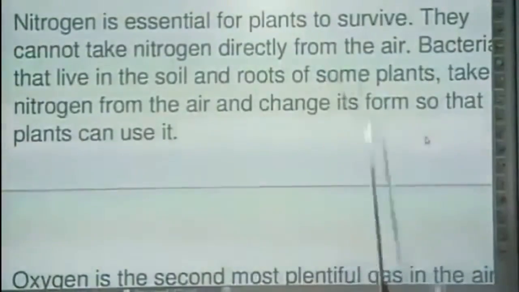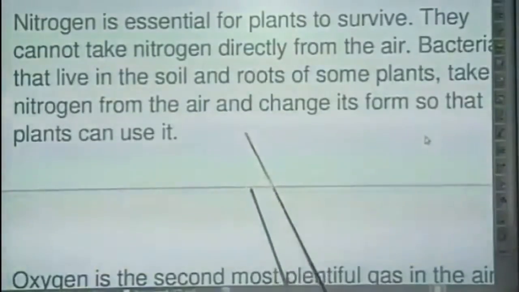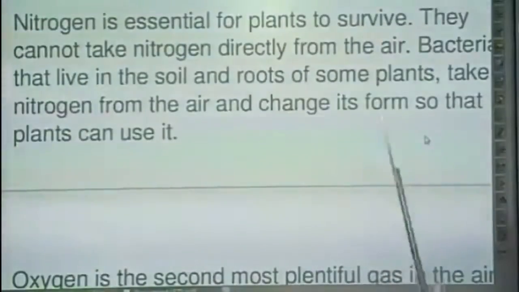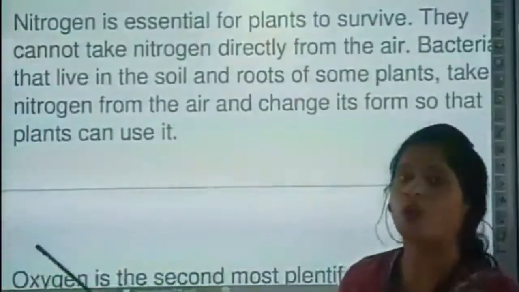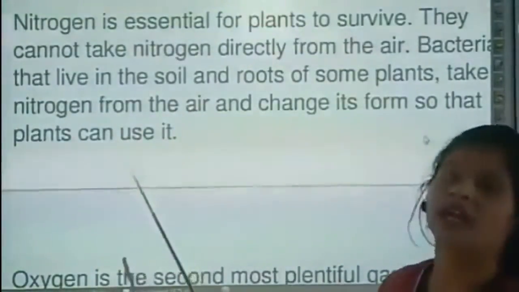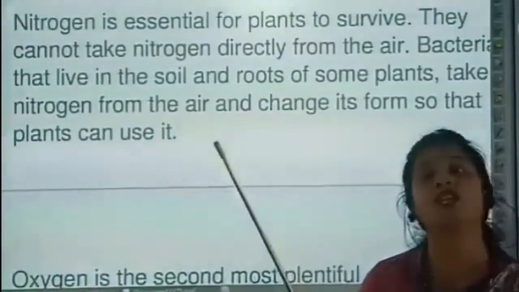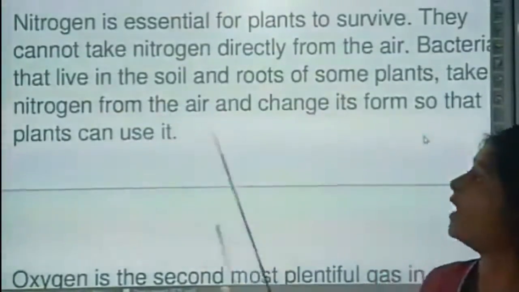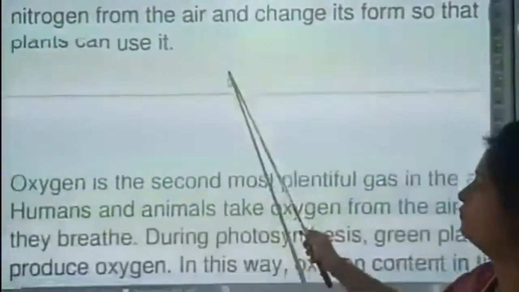So the bacteria present in the soil take the nitrogen from the air, and what do they do? They change the nitrogen into another form. When the nitrogen form is changed, what does the plant do? The plant uses that changed form of nitrogen, because plants do not take nitrogen directly from the air. So they take the nitrogen from the bacteria in the soil in the changed form.